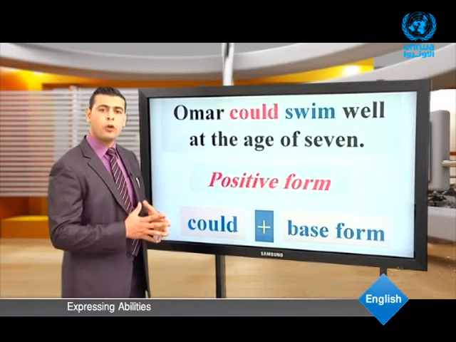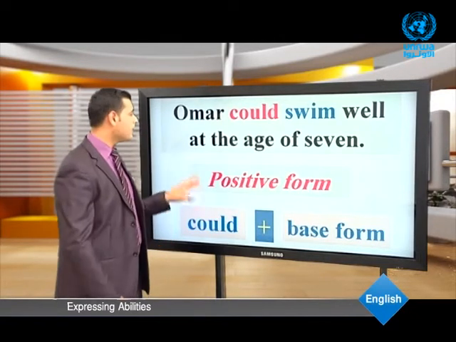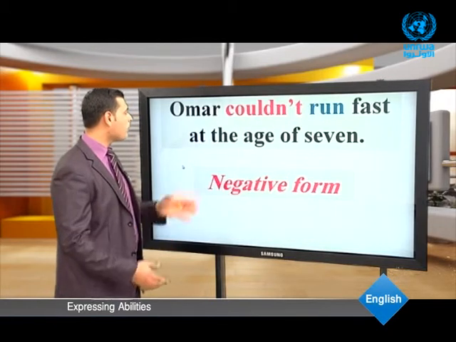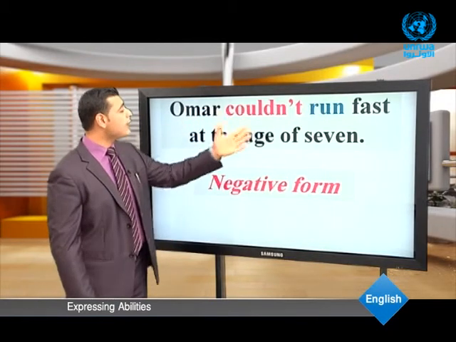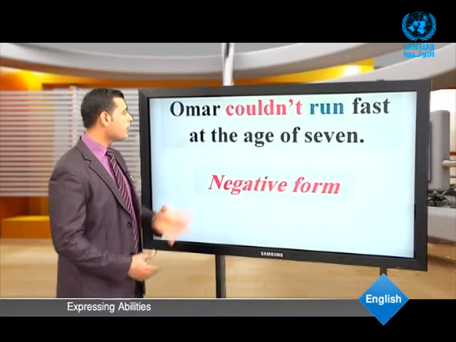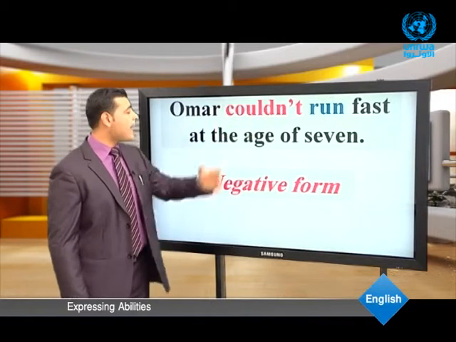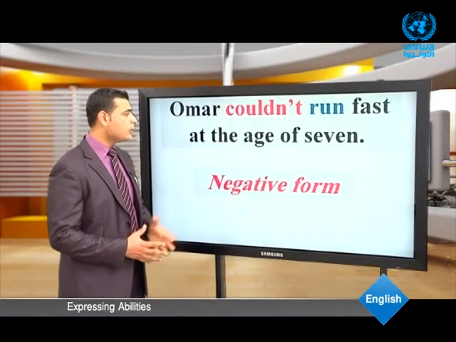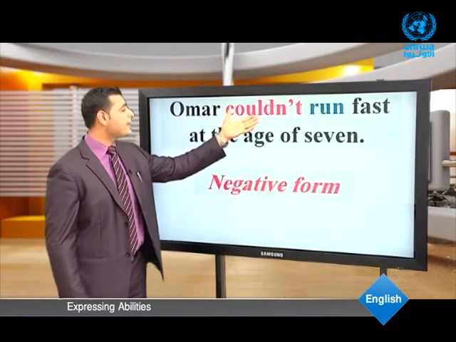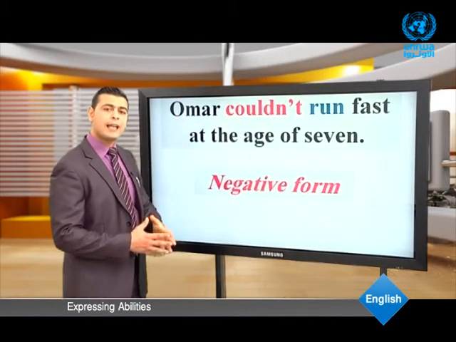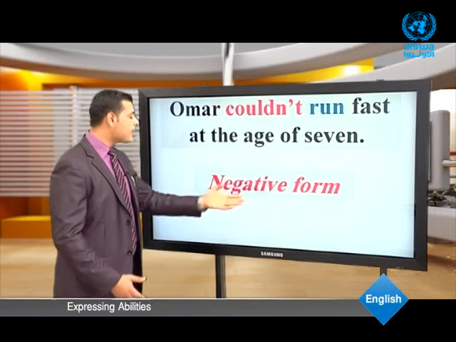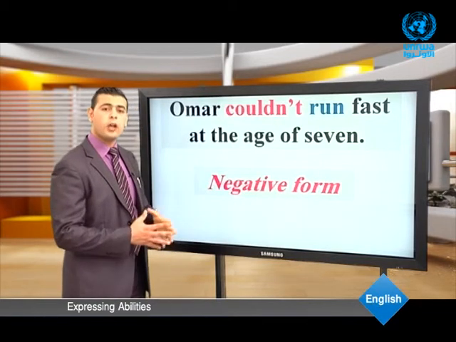What about the negative form? All right, let's move to learn about the negative form. Omar couldn't run fast at the age of 7. Look, dear students, here Omar couldn't run fast at the age of 7. This is the negative form of the use of could.